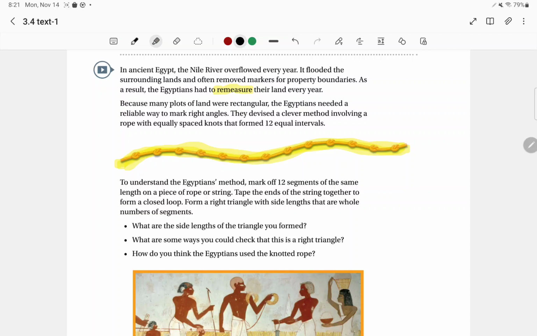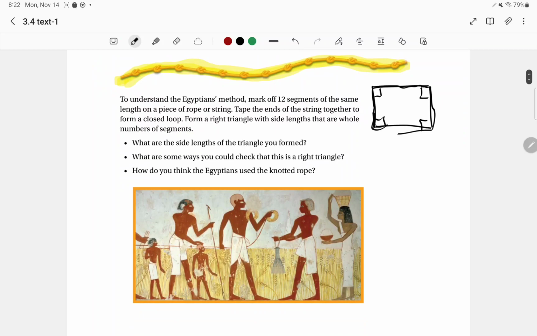They needed the right triangle because every rectangle has 4 right angles. So they needed to make sure when they're creating these plots that those angles form a right angle so that their plot is perfectly rectangular. That's what they would use these ropes for. So here's the method if you want to do that. Otherwise, you'll just have to imagine what it looked like when the ancient Egyptians knotted their ropes.